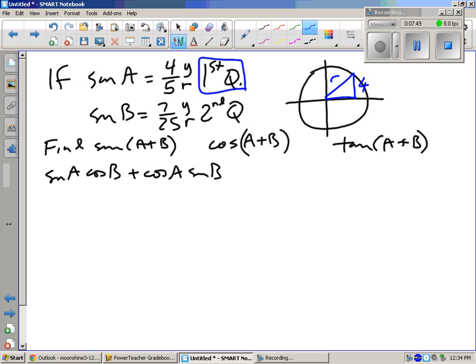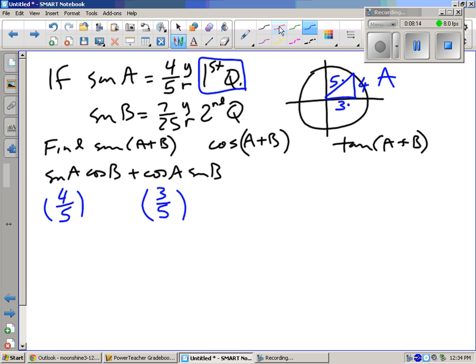I've got 4 here and 5 there. 5 being the hypotenuse means it's a 3, 4, 5 triangle. So this is angle A. Underneath angle A, I'm going to put in what they equal. So sine of A, they gave us, is 4/5. Cosine of A is 3/5, x over r. So I'm going to put that in.